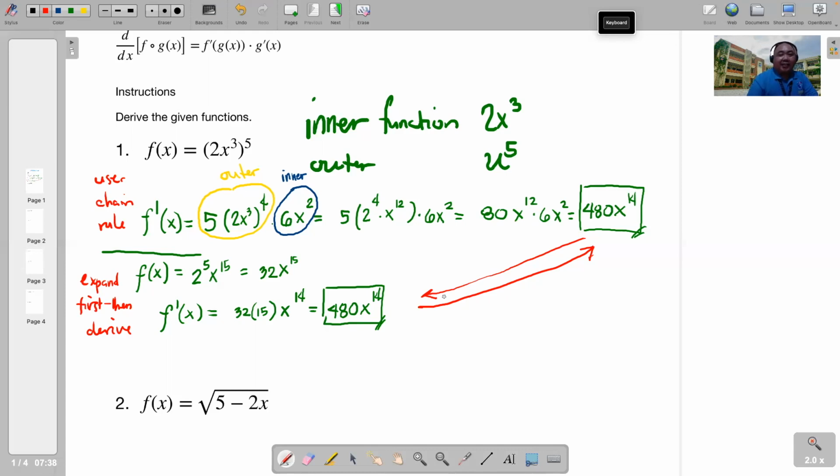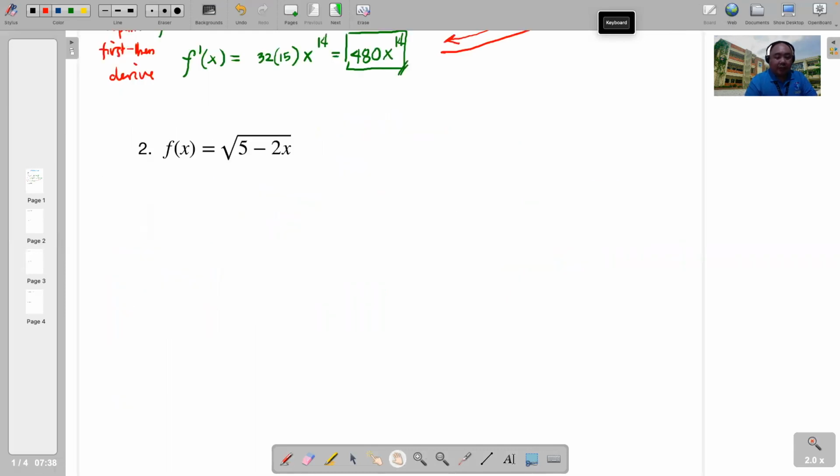All right, let's take a look at another example. Let's have number 2. Like before, we must first identify what's the inner function and what's the outer function. If you could recall, the inner function in this problem is 5 minus 2x. The outer function is square root of something. That something happens to be 5 minus 2x in this particular example. So how do we apply the chain rule?